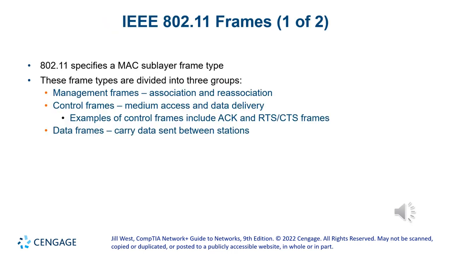Now we're getting into the meatier part of the 802.11 frames. Here, there are three frame types you have to be concerned with: management frames, which are used for association and reassociation. Remember, association is when you join a wireless network. Then you have your control frames, for CSMA/CA carrier sense, to control that communication with the request to send and the clear to send, your acknowledgements, and also your data frames between the workstations.